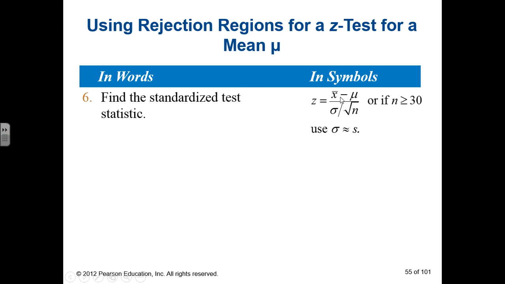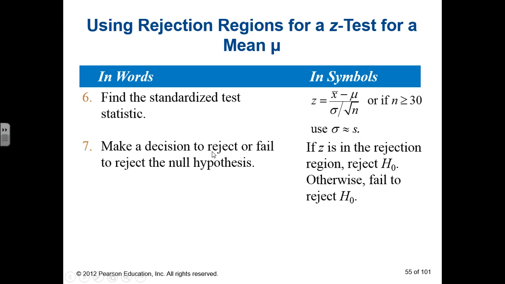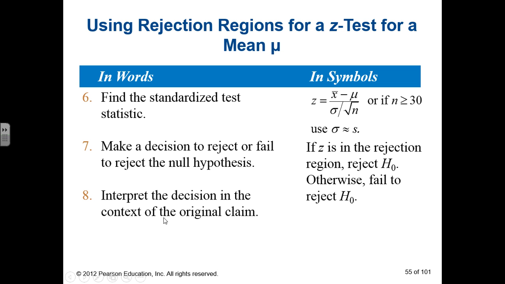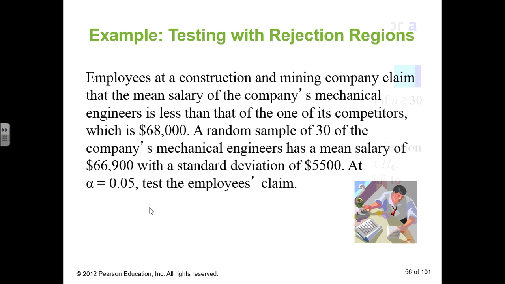Then we calculate the test statistic. If the test statistic falls in the rejection region, we reject the null hypothesis. Otherwise, we fail to reject the null hypothesis. And then interpret the decision. So now let's look at an example, testing with the rejection region approach.